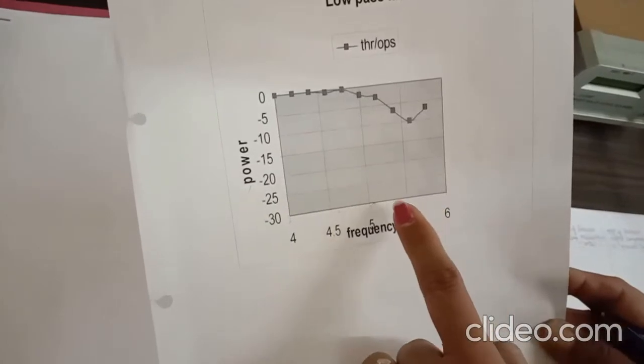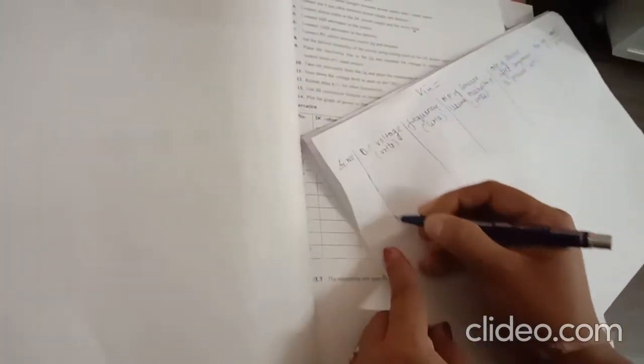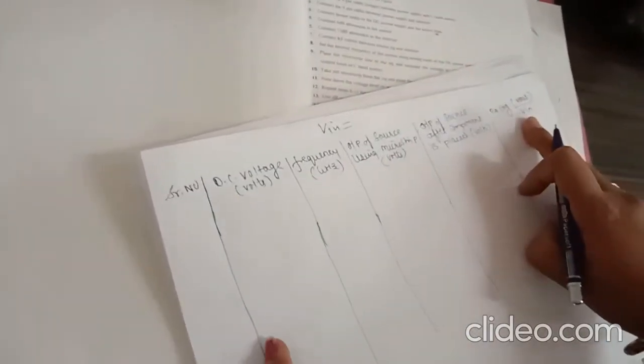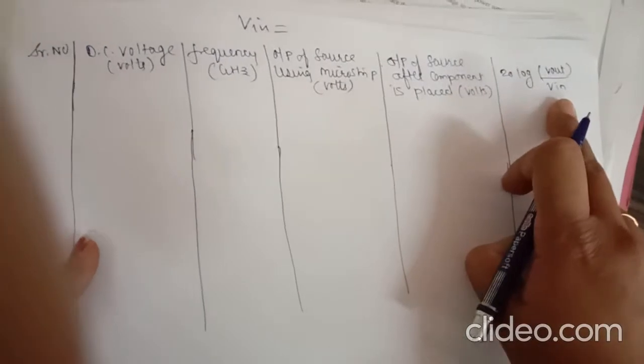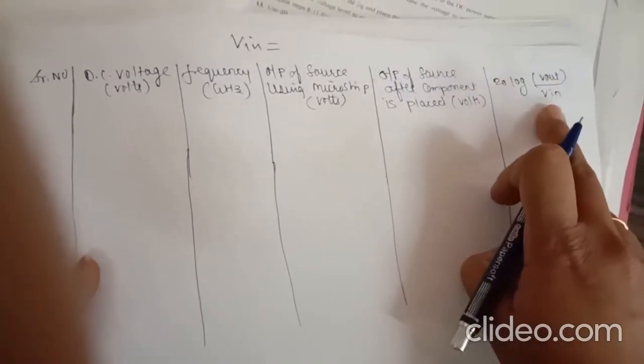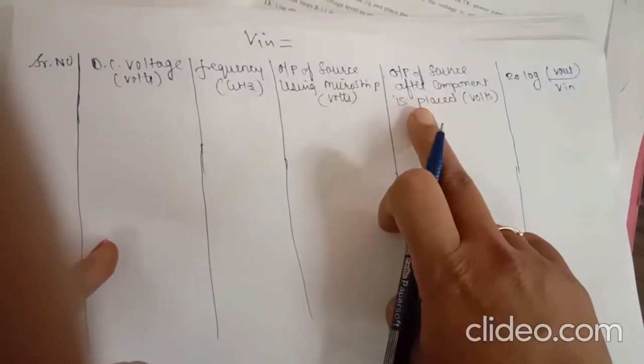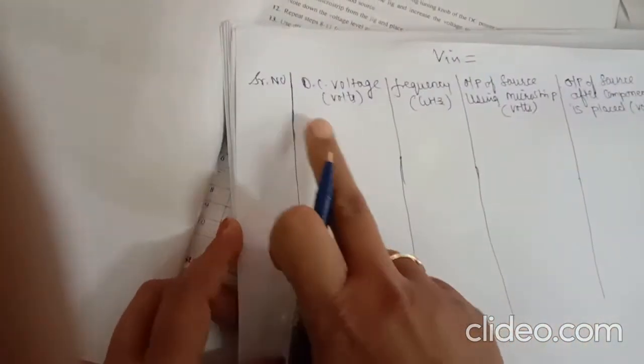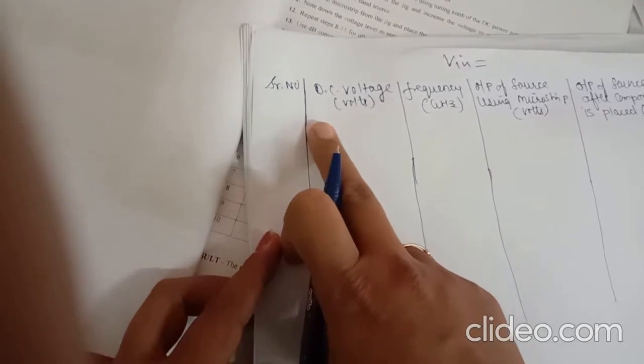So for this experiment we have to draw the low pass filter graph also. Okay. Now I have already drawn the observation table here. To find out the power in dB, we need to calculate V out upon V in, that is 20 log of V out upon V in. So V out will be obtained from the output of the source after the component is placed. So this observation table consists of DC voltage.